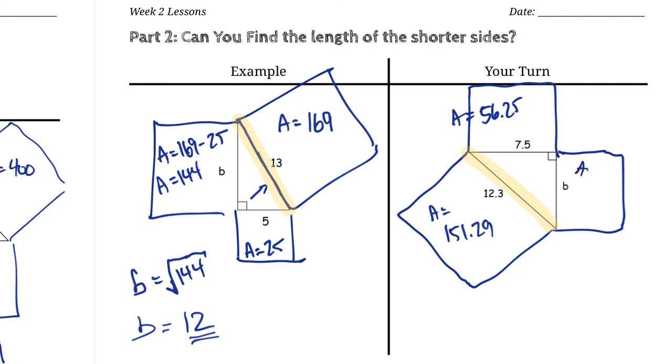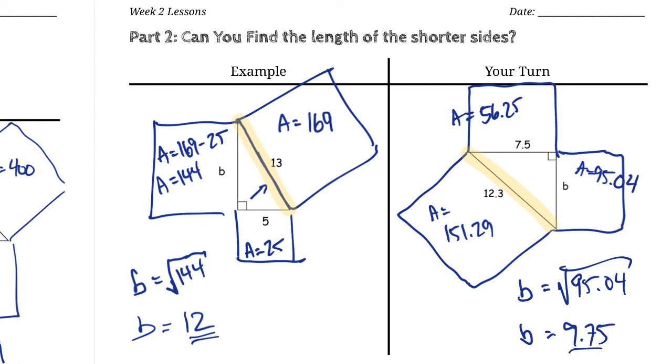So this area is 95.04. And then to find b, or our missing side length, we take the square root of that, right? The square root of 95.04 gives us an answer of about 9.748846, and so on. So I'm going to round that to 2 decimal places. It's usually a good idea. 9.75. That's the answer. There we go.